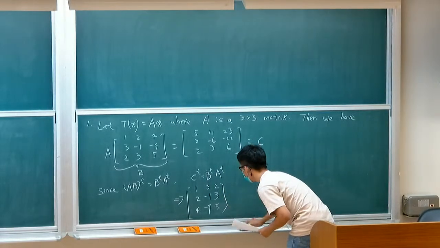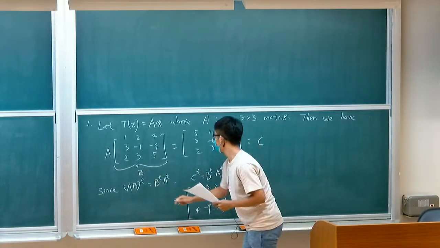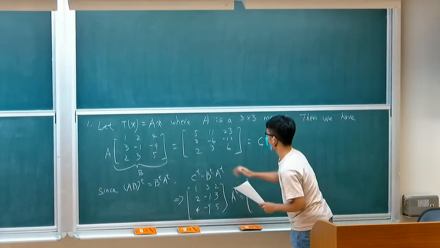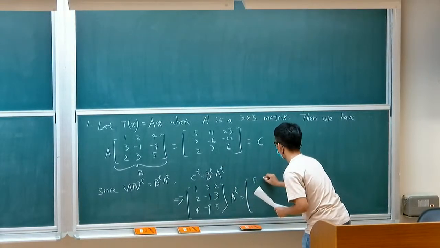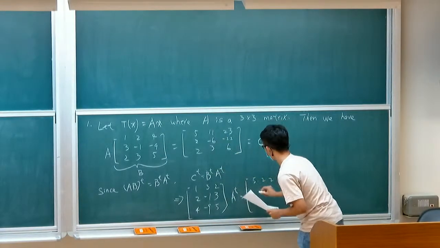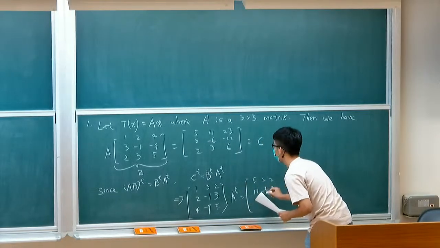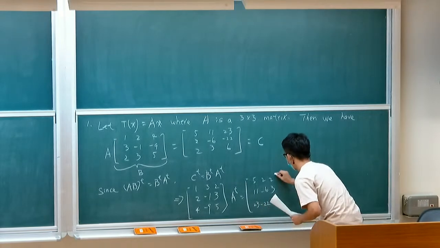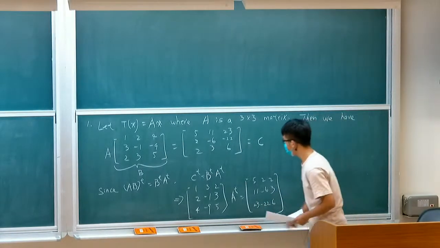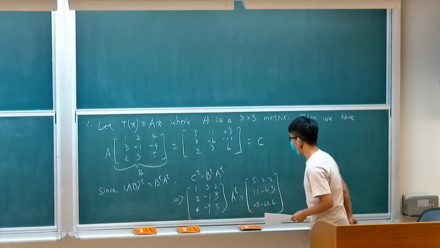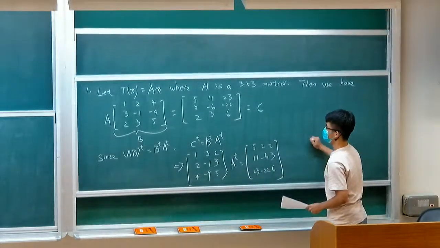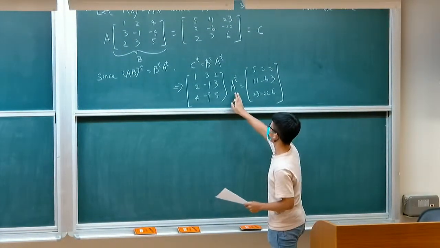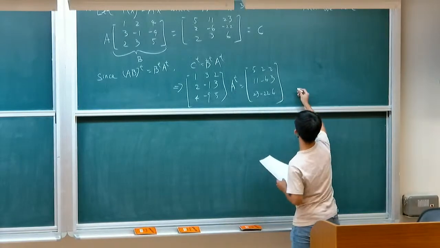And this multiplied by the transpose of A equals the transpose of C. Then we can solve A as in previous exercises. So please figure out what A is by yourself.